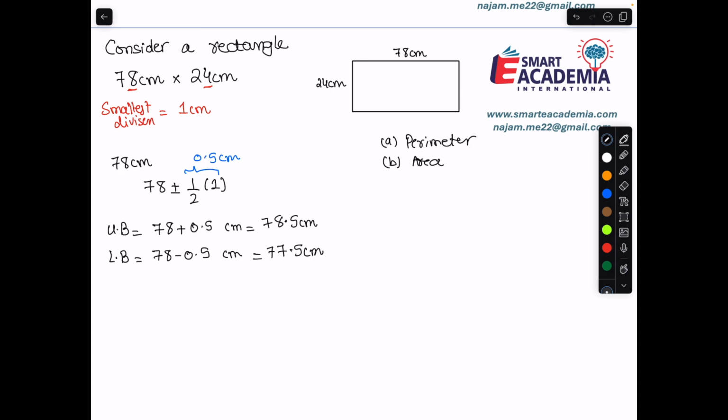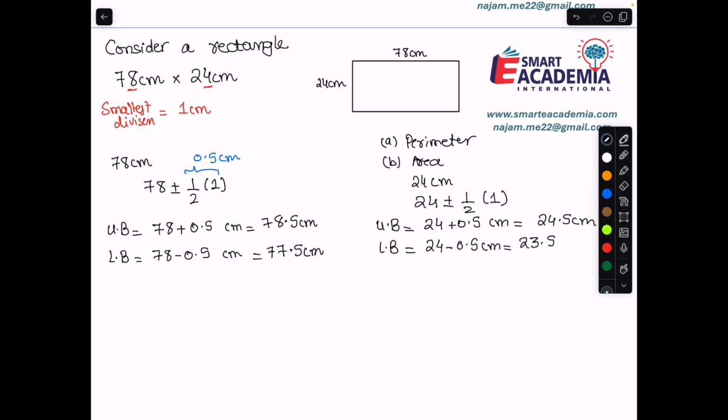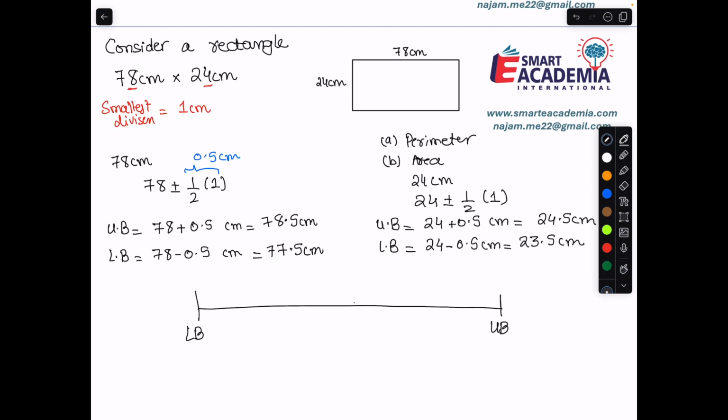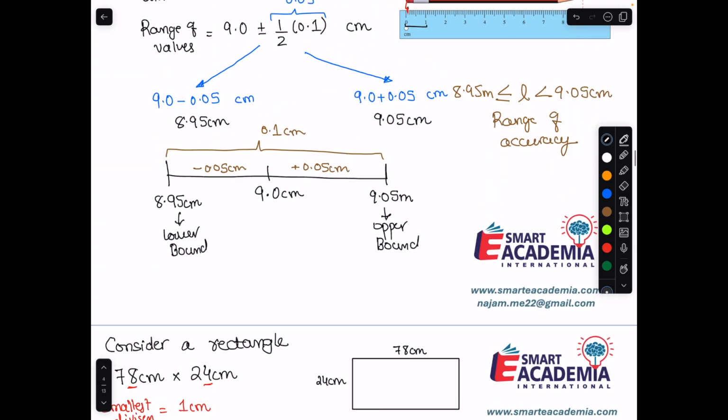Similarly, for the width, 24 centimeters can be written as 24 plus minus half of 1, the same way I did for 78. The upper bound for 24 is going to be 24 plus 0.5 centimeters, which would be 24.5 centimeters. And the lower bound for 24 is going to be 24 minus 0.5 centimeters, which will be 23.5 centimeters. Now I need to basically find the perimeter. So my perimeter again would have a lower bound, an upper bound, and my perimeter in between. Remember, as we saw here, the error will be basically the same on either side.